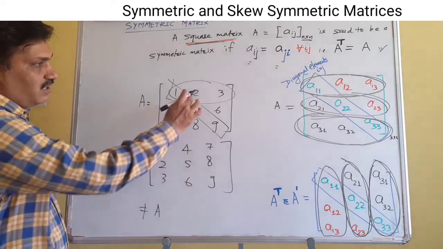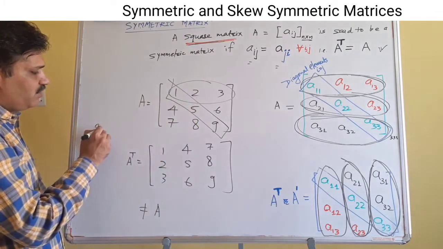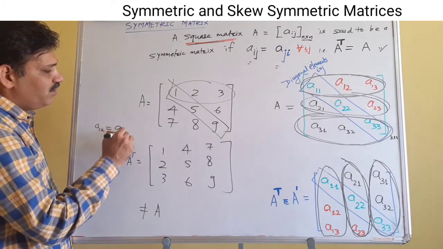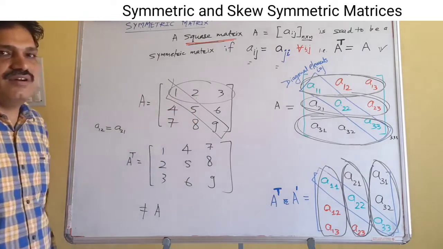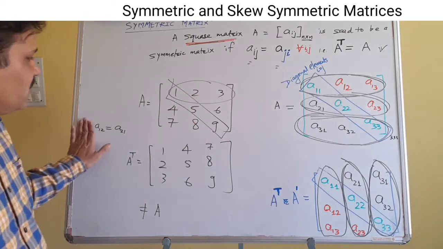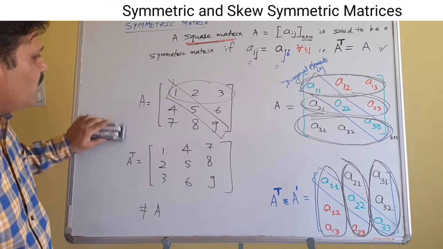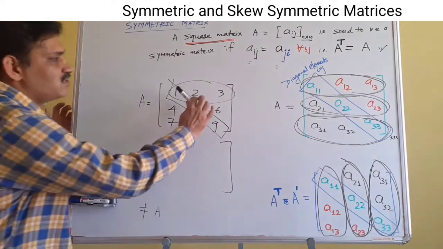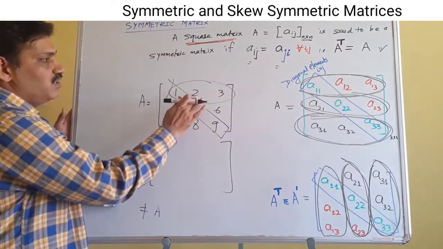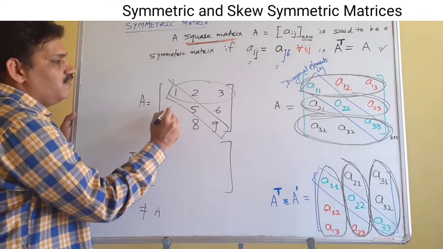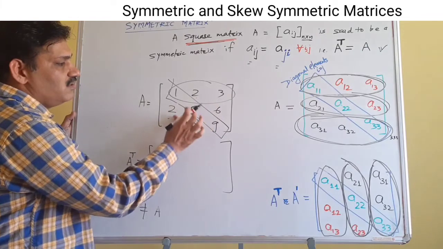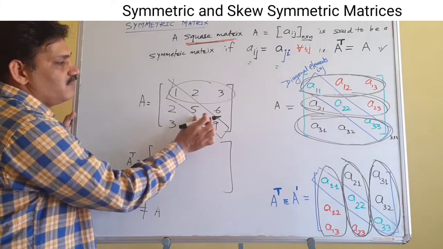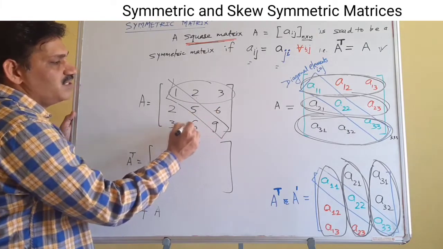Or I can say A12 is not equal to A21, so it is not symmetric. To make this matrix symmetric, what I should do is take care that this is the mirror image of this. So here it is 2, I must take 2 here. Here it is 3, its mirror image must be the same. Here it is 6, it must be 6.